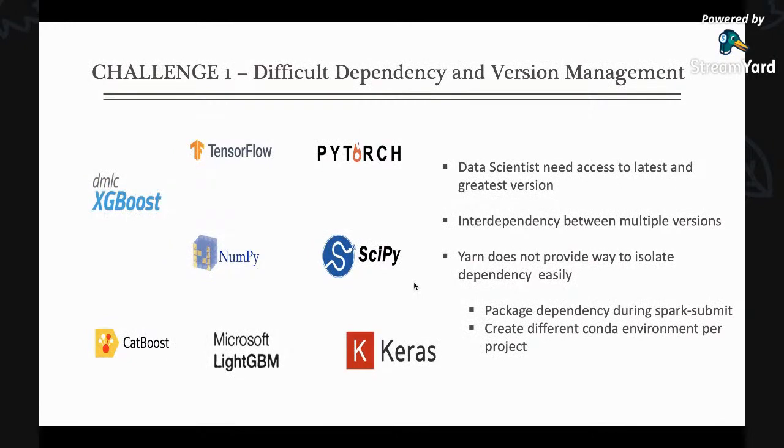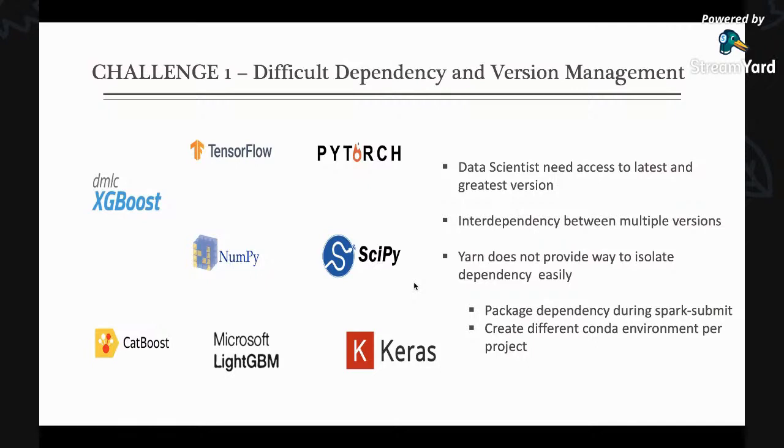So as we begin, I think the first thing we need to talk about is what's the need for running Spark on Kubernetes. So the first thing that we see is more around dependency and version management. As we are creating complex data pipelines and machine learning workflows, there is a need for the use of the latest versions of different packages.